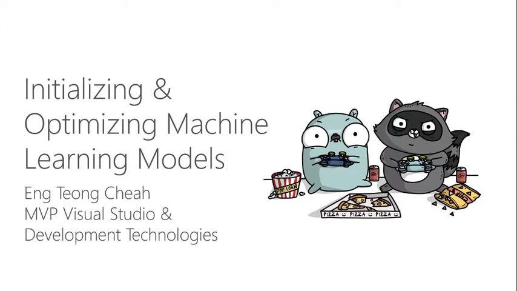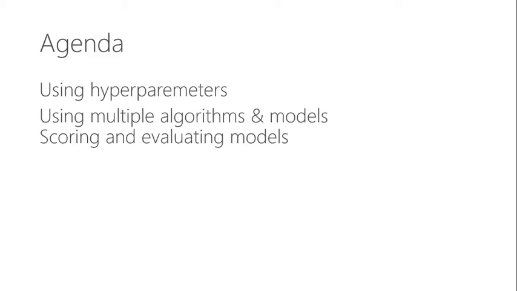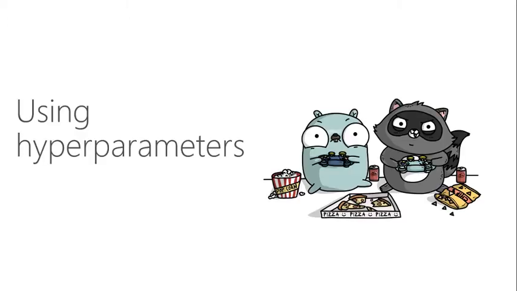Today I'm going to talk about initializing and optimizing machine learning models. Today's agenda will cover using hyperparameters, using multiple algorithms and models, and scoring and evaluating models. Let's start with using hyperparameters.